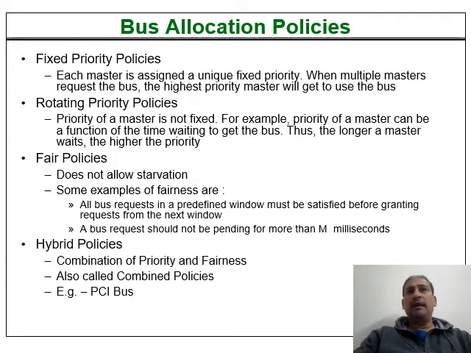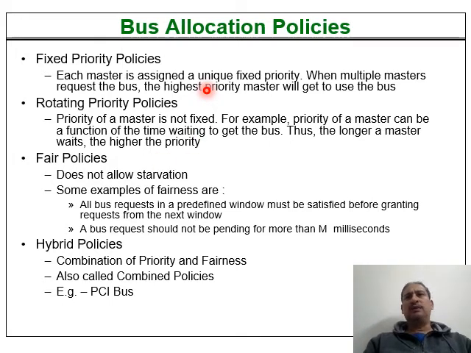So it may lead to a situation called starvation. Starvation is a situation where the low priority device does not get the control of the bus. So how do we alleviate that? We may use something that is called a rotating priority policy.